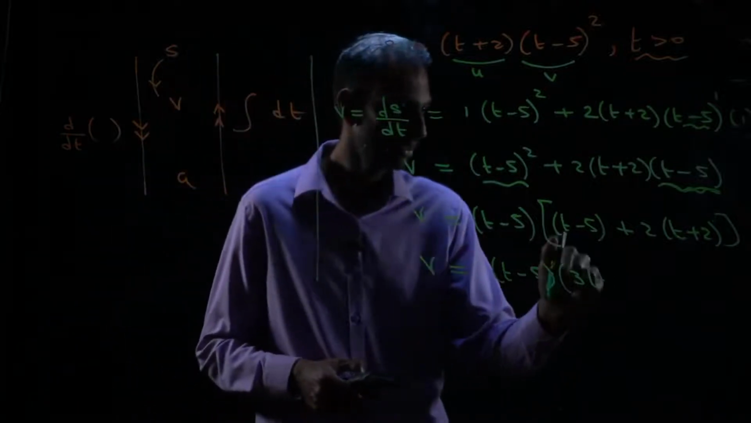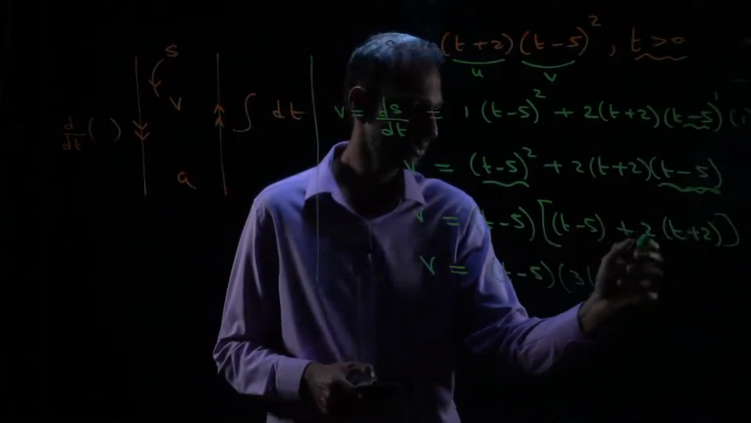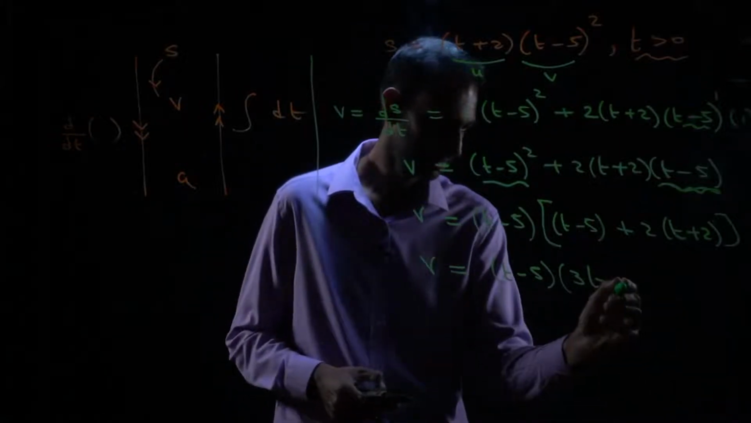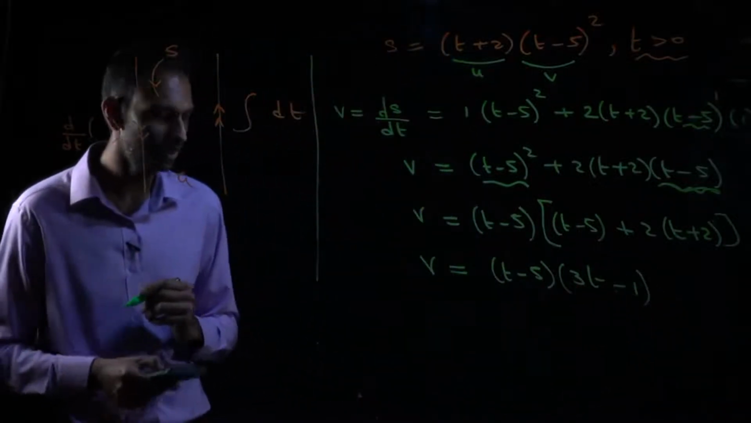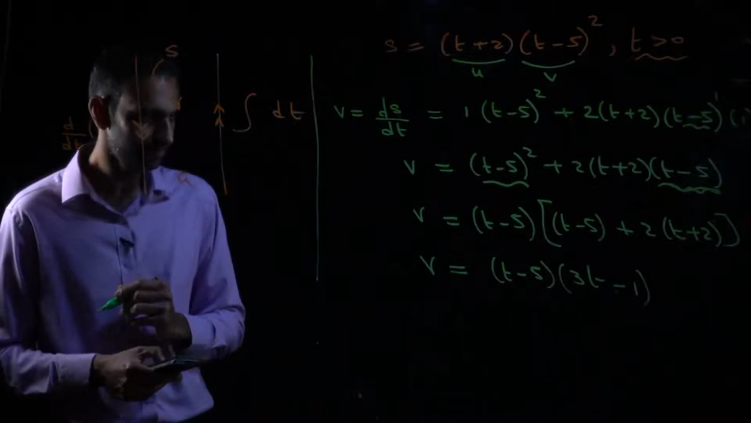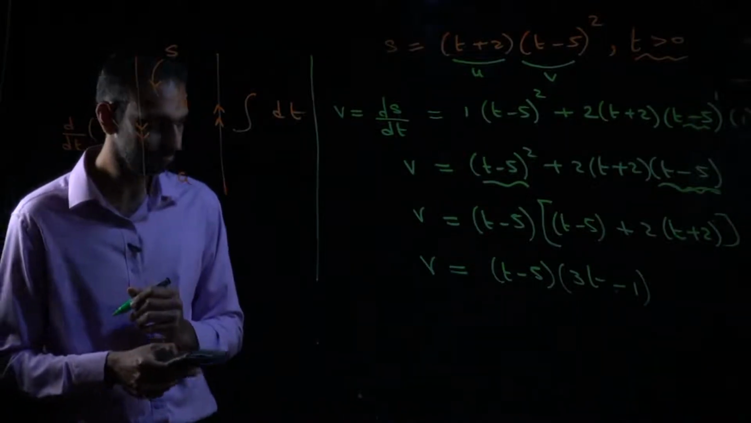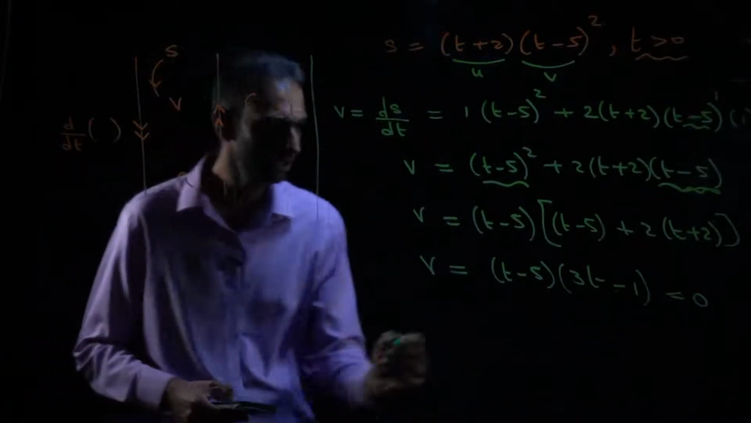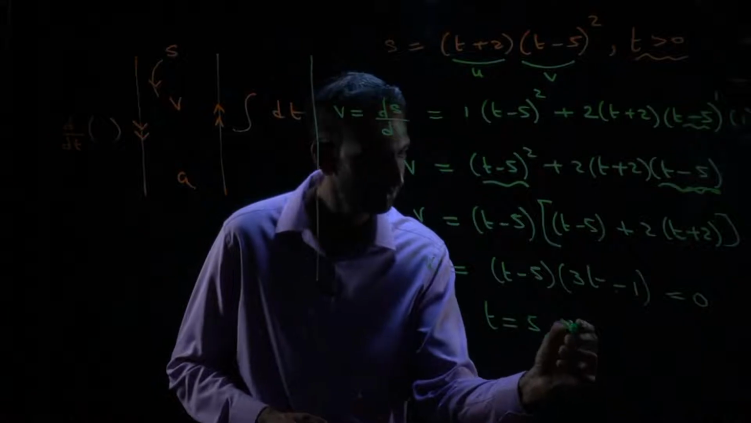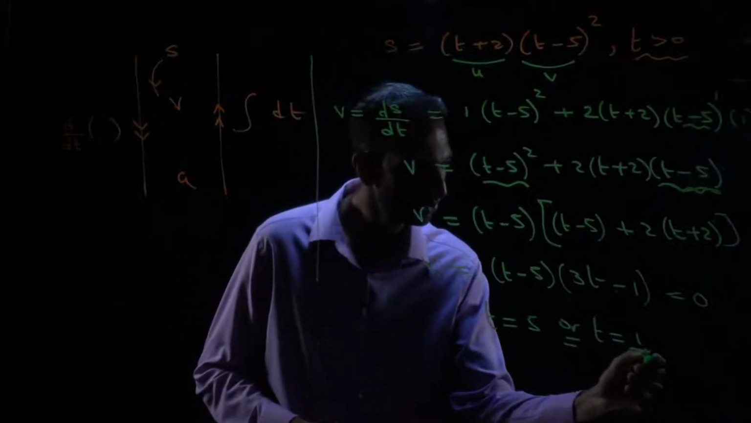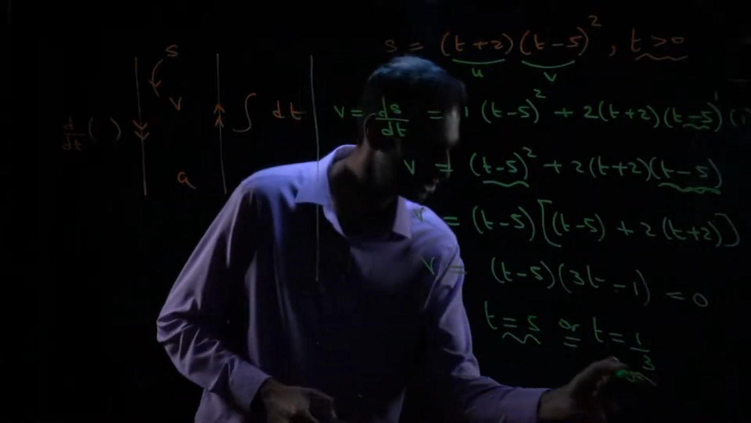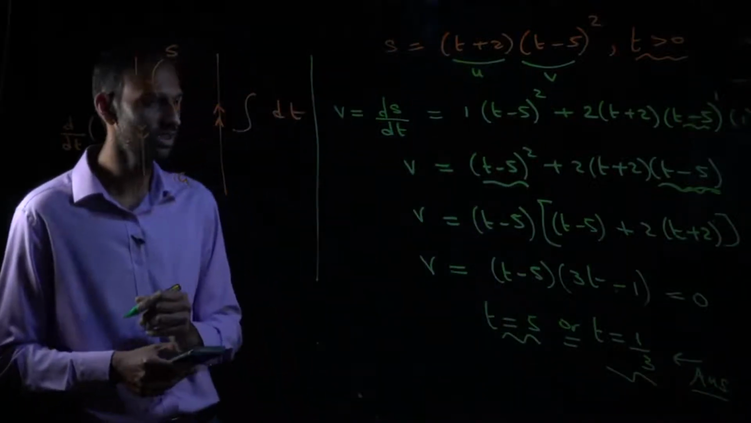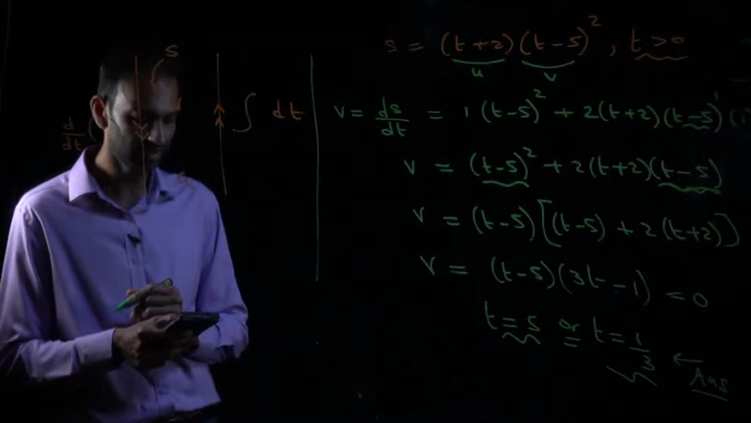So basically, that would be 3t minus 5. 2 times 2 is 4. That would be minus 1. So we have v is equal to t minus 5 into 3t minus 1. Now, the velocity is equal to 0, as suggested in the question. So t is basically 5, or t is 1 over 3. So that's the answer. These are the 2 times when the velocity is 0. T is equal to 5 and t is equal to 1/3.